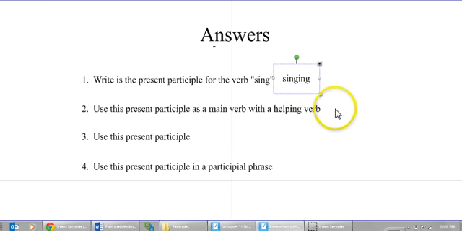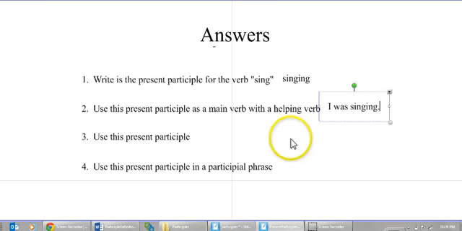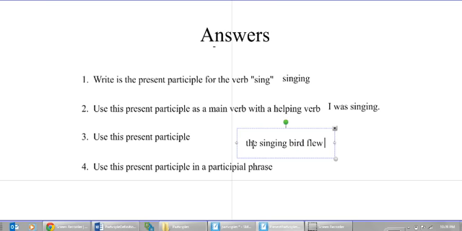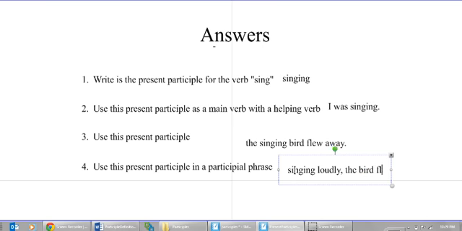Singing. And then as a verb, I was singing. As just a plain participle, the singing bird flew away. And as a phrase, singing loudly, the bird flew away. I think I did it.